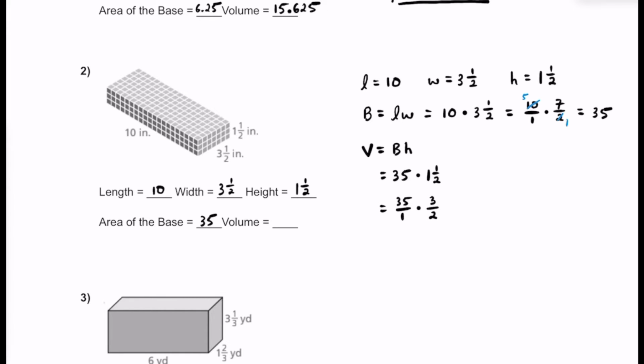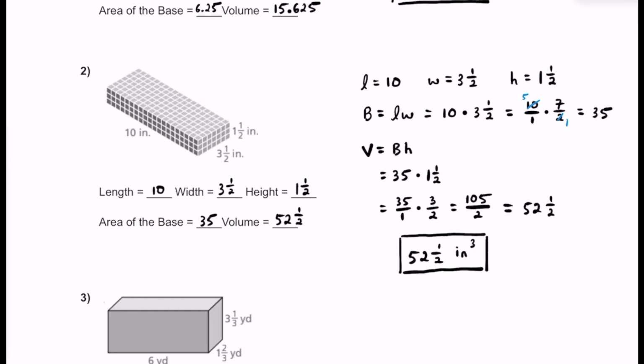I don't think we can really cross cancel anything here, but I think 35 times 3 is going to be 105. 105 over 2. That's not going to go in evenly, right? So 105 divided by 2, though, is going to end up being 52 and 1/2. Okay, so that's going to be the volume of this rectangular prism, 52 and a half here. So that's going to be our volume, 52 and 1/2. And what do we have for our units? We have cubic inches. So that would be our volume.